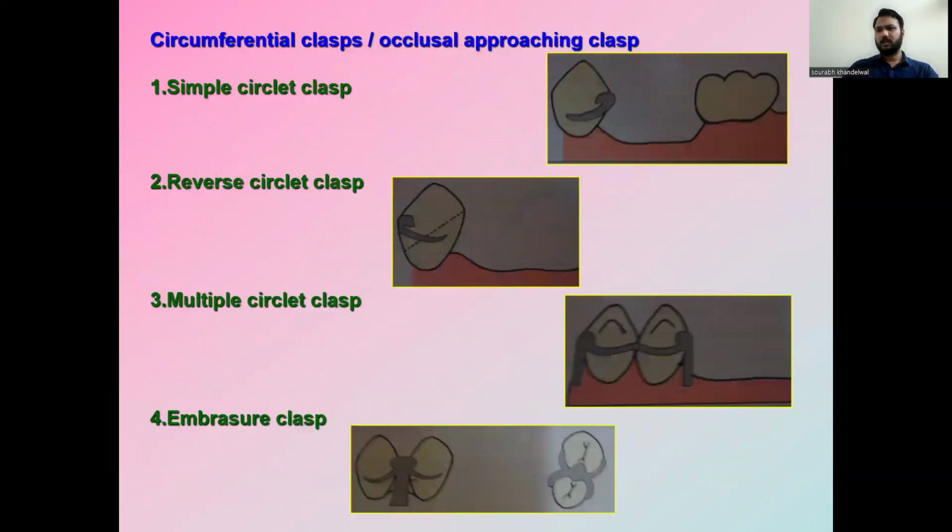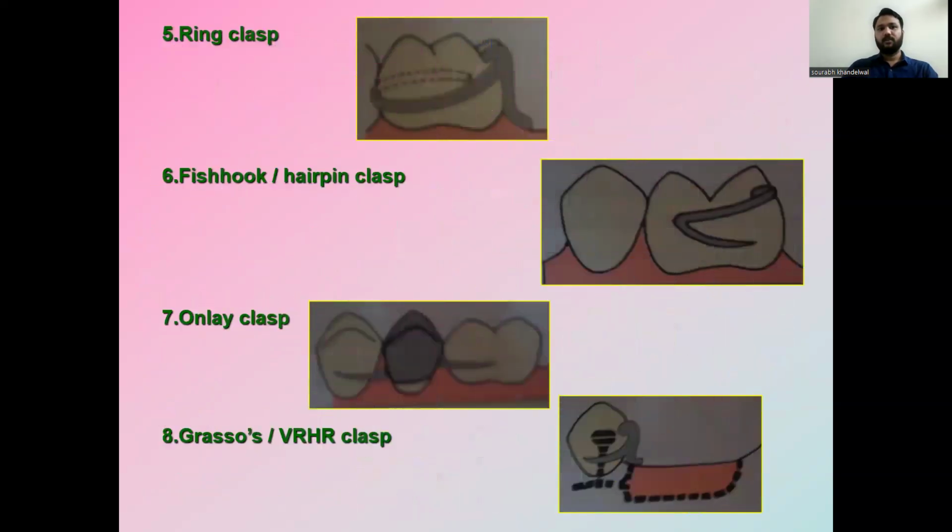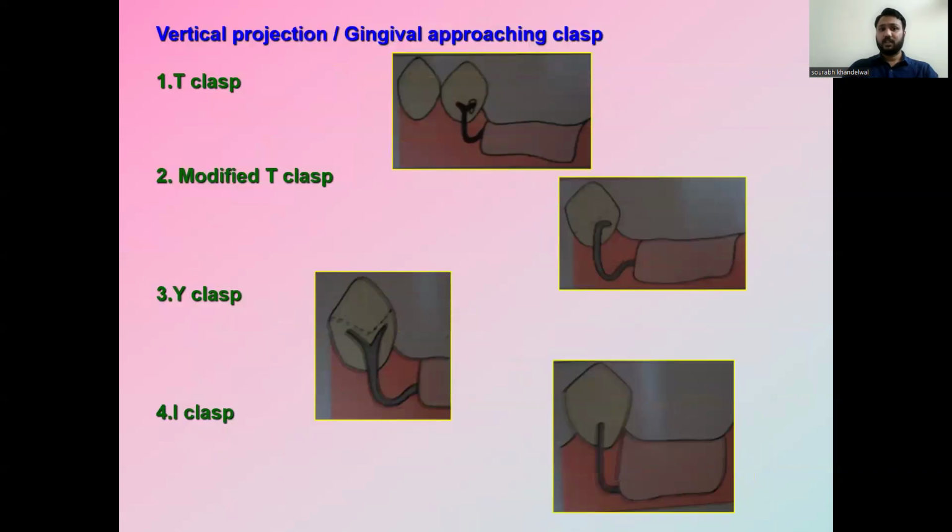Now let's look at the pictures one by one. This one is the simple circlet clasp which we routinely use. Second is the reverse circlet clasp. Third is the multiple circlet clasp. Fourth is the embrasure clasp. Then fifth is the ring clasp. Sixth is the fish hook or hairpin clasp. Seven is the onlay clasp, and eight is the grasshopper or VRHR clasp. Then vertical projection clasps: first is the T clasp. Then one arm is removed, so it has become the modified T clasp. Then there is the Y clasp and then the I clasp.